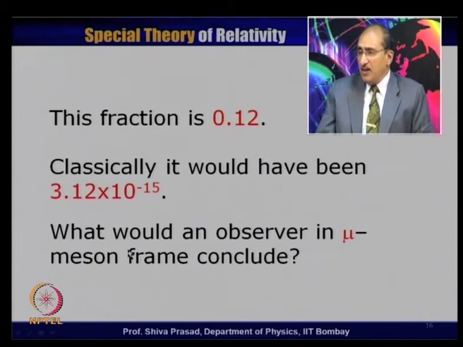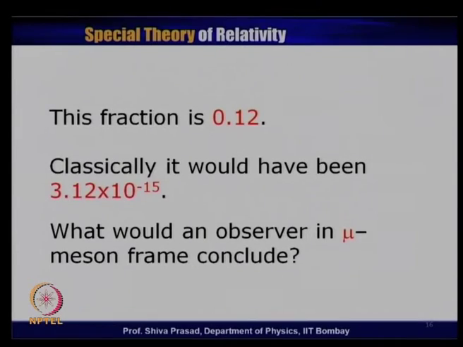Just a question: what would an observer in the mu meson frame conclude? How would you identify this event in terms of these two events in the mu meson frame of reference? As you can probably guess from the platform frame of reference example which you have been given just now, according to the observer on the mu meson, the distance between the Earth and the upper atmosphere will appear to be reduced or contracted. So, that observer will feel that this mu meson has not actually travelled 20 kilometers, but has travelled a much smaller distance. That is why it has not decayed.